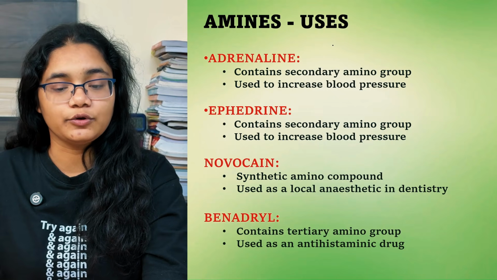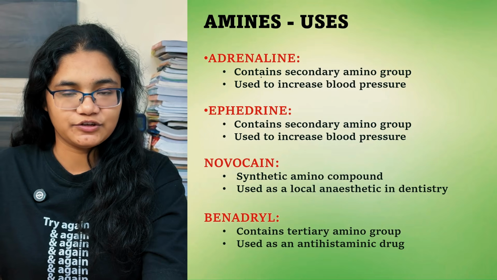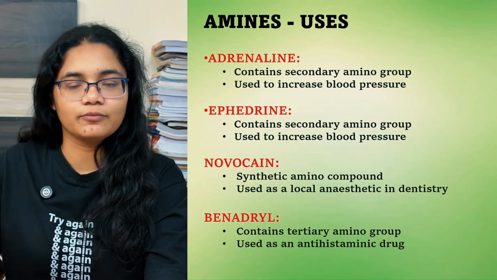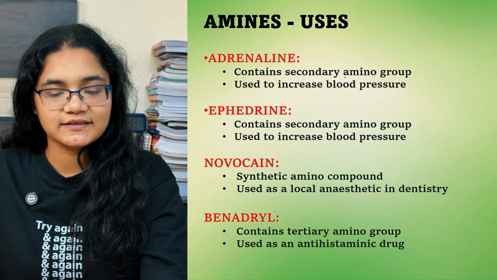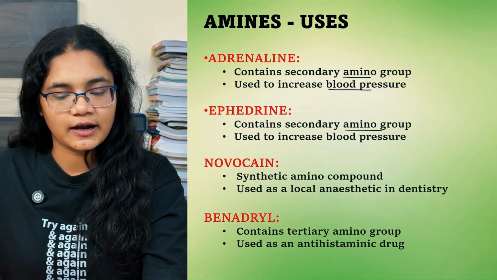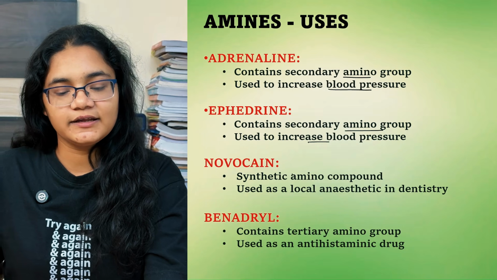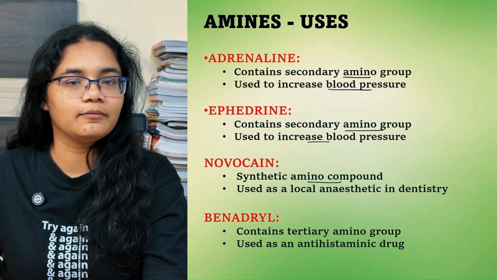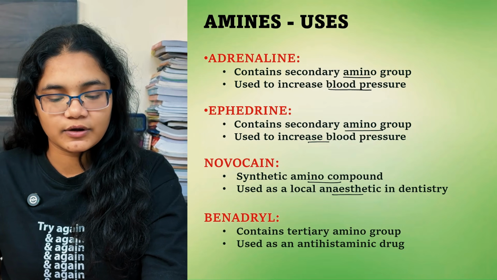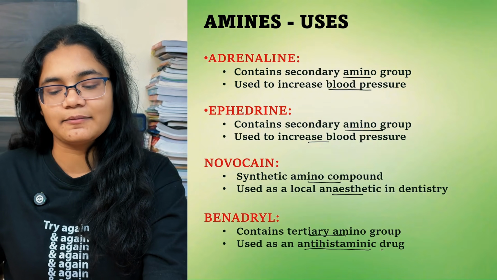Next is from the uses point of view. From here, a lot of time MCQs have been asked. So adrenaline, which is a hormone present in our body, contains a secondary amino group and is used to control the blood pressure. Ephedrine is also containing secondary amino group and it is used to increase the blood pressure. Novocain is a particular synthetic amino compound which is used in the anesthetic industry. Benadryl is also containing a tertiary amino group and this is used as an antihistaminic drug.